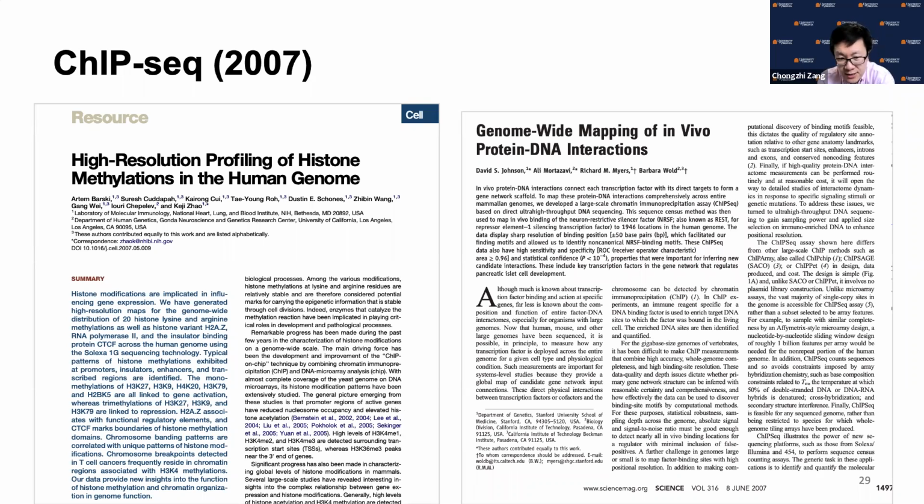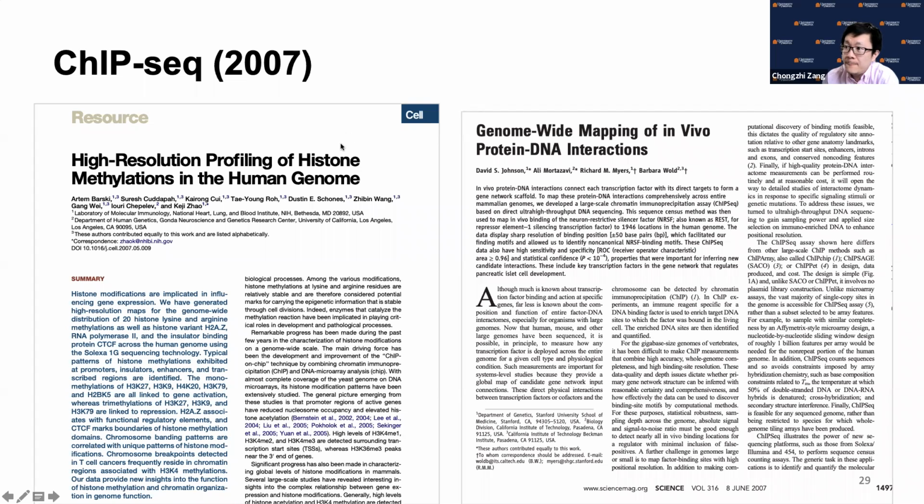Then after a few years, once next generation sequencing, especially the Illumina sequencing technology, was developed around 2005 and 2006, people soon realized that one can use next generation sequencing technologies to detect protein-DNA interaction and generate the profile across the whole genome. At that time, there were two pioneering works that developed the ChIP-seq technologies.